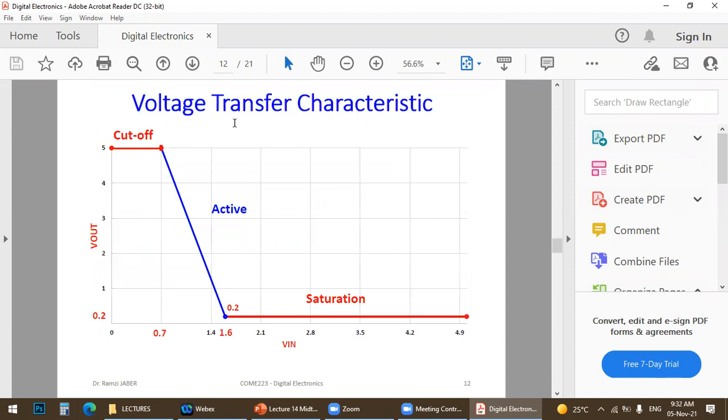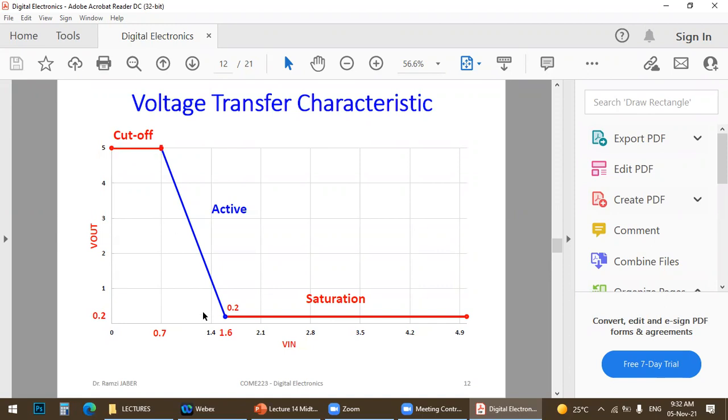Then we can draw the voltage transfer characteristic, the VTC graph. This is the relation between V input and V output. Between 0 and 0.7 volt as input, the transistor will be off, and the output will be V output high, which is 5 volt.